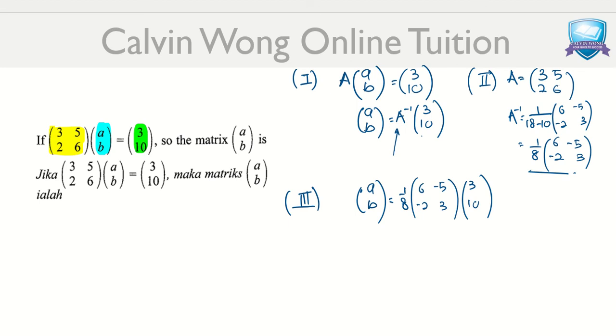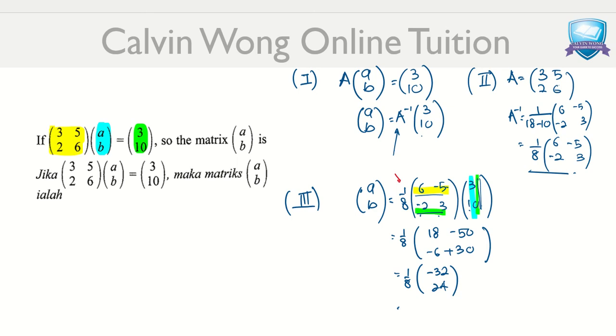Okay, let's do this. We do this one first. This one, row 1 times column 1, and then we do row 2 and column 1. Okay, but don't forget you have 1 over 8 in front. Let's start. 1 over 8 multiplied with row 1 column 1, which is 18, and negative 50. 18 minus 50. Row 2 column 1, negative 2 times 3, negative 6, and 30. So let's see what we have. 1 over 8, negative 32, and 24. And let's multiply the 1 over 8 in. You get negative 4 and 3.